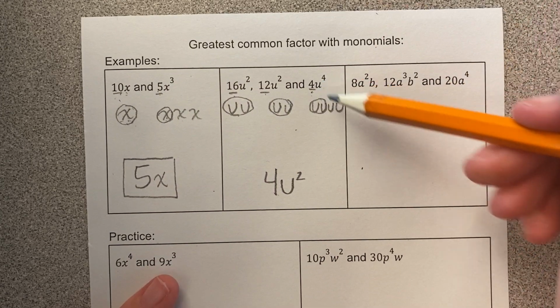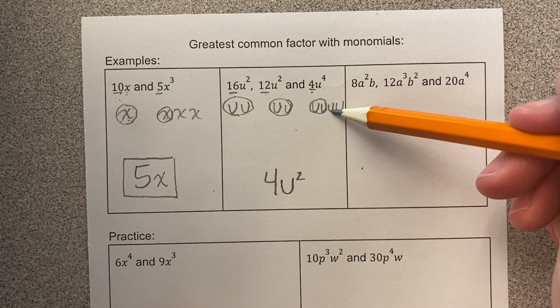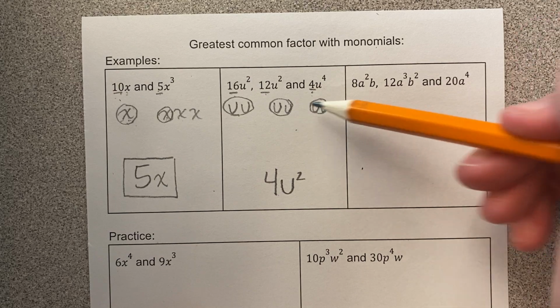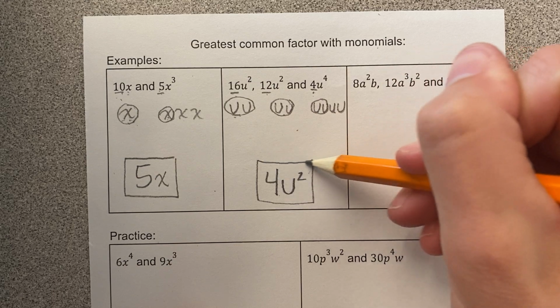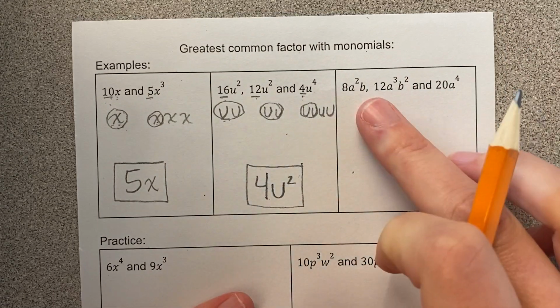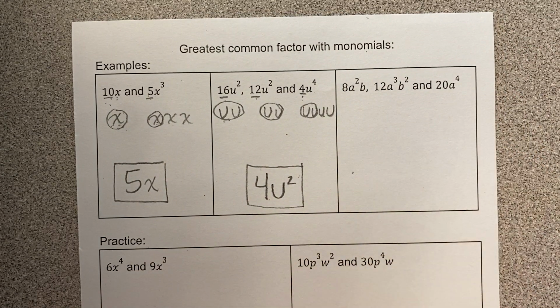Now you might say, well, this one has 4 u's. Yeah, it's true, but it doesn't have that in common with these other 2, right? So here, the greatest common factor is 4u squared. Let's take a look here, a little tricky, okay? But again, we just go piece by piece.